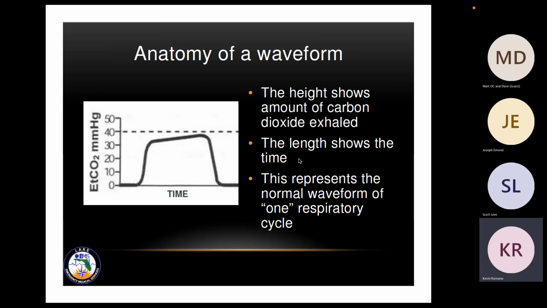So the anatomy of a waveform: the height shows the amount of carbon dioxide exhaled. As we're exhaling, we're coming up and then it plateaus off, and our end tidal reading is going to be at the peak before we start seeing the inhalation again, so the very end part. The length shows the time. This represents one respiratory cycle: inhalation, exhalation. So again, exhale, inhale, exhale, inhalation, back down again, and then the next waveform will start.